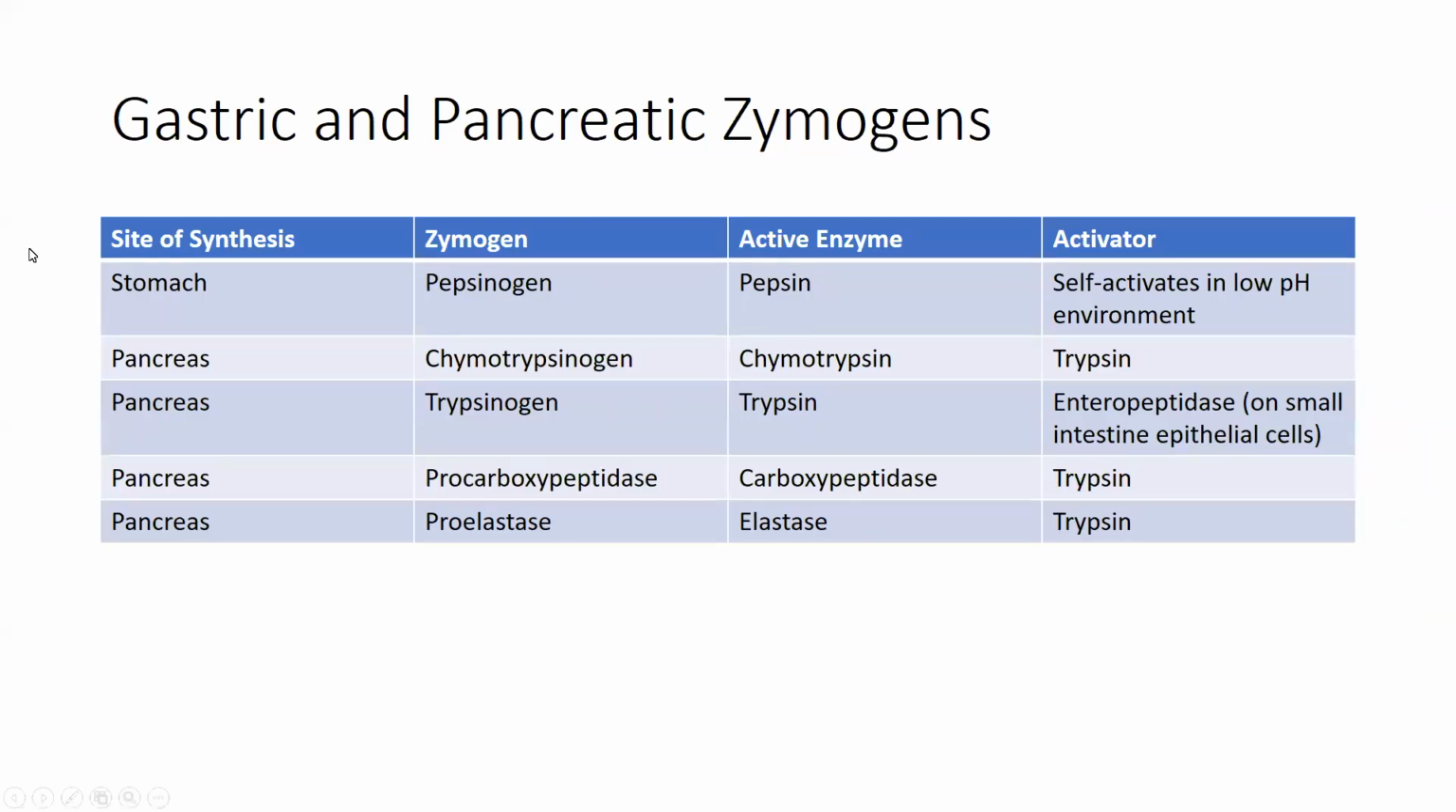So, some important gastric and pancreatic zymogens. These are the sites of synthesis: stomach versus pancreas. We have the zymogen listed here, the active enzyme that it becomes, and whatever activates it. This is a great place to start for these important enzymes. Pepsinogen becomes pepsin, and it self-activates when pH is low. Pepsin can also convert pepsinogen to more pepsin. So it has this positive feedback cycle, which is set within a greater negative feedback loop, but this could be a small, localized example of positive feedback, okay?